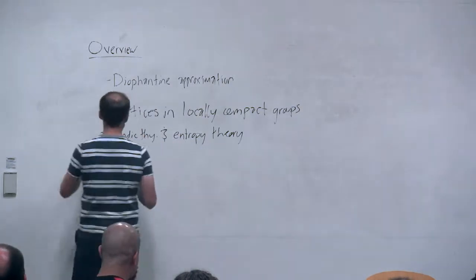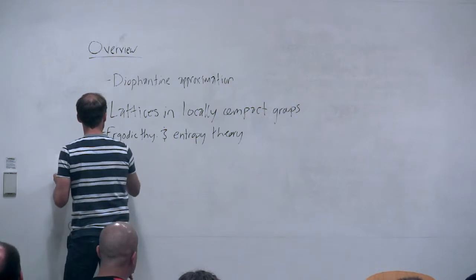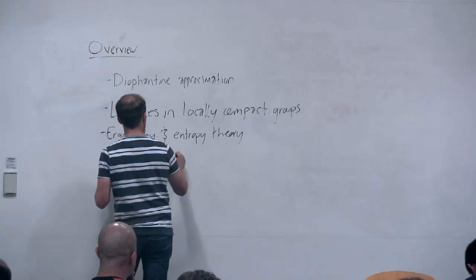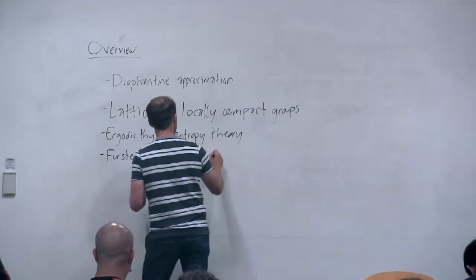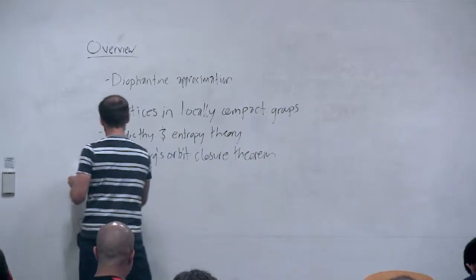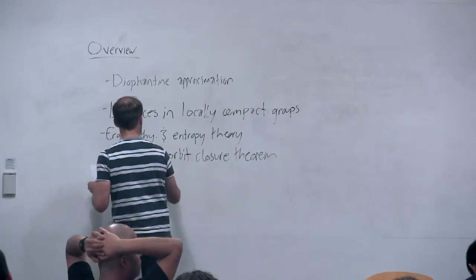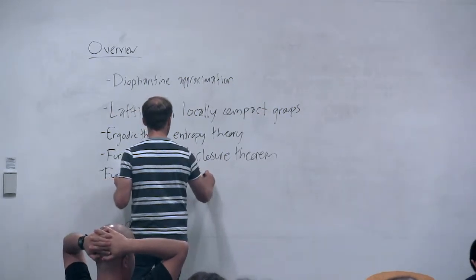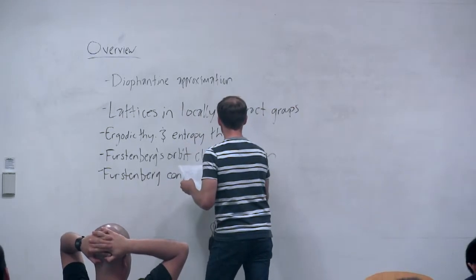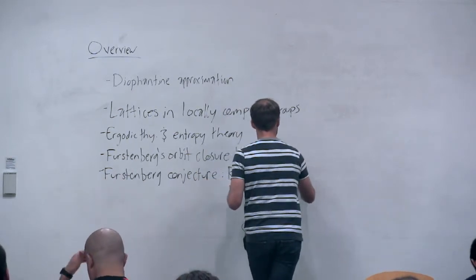The next thing that I'm going to talk about, so this is all kind of review material, is a theorem called Furstenberg's orbit closure theorem. Next, I'm going to talk about a conjecture called the Furstenberg conjecture. And I'm going to talk about some results towards the Furstenberg conjecture, which are Rudolph's theorem and some of its variants.